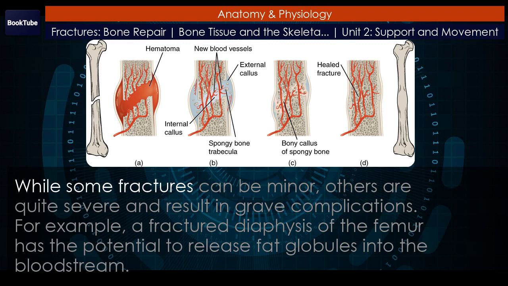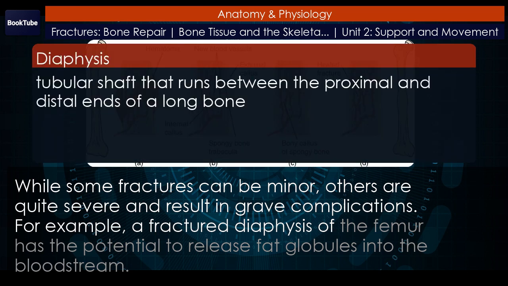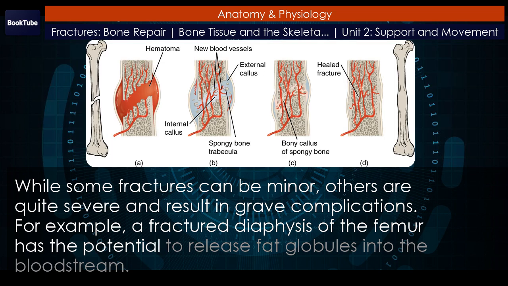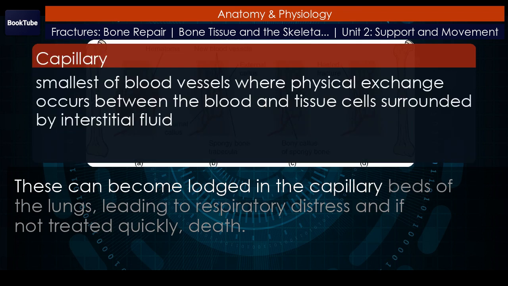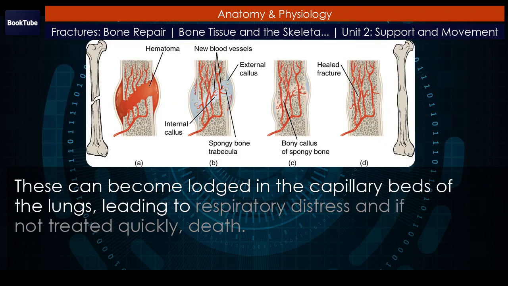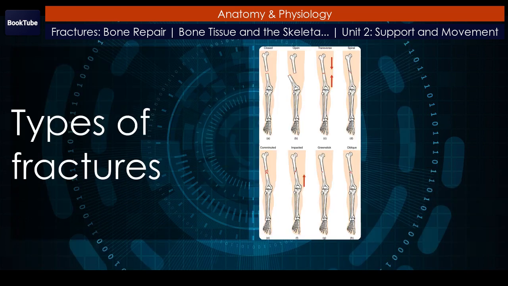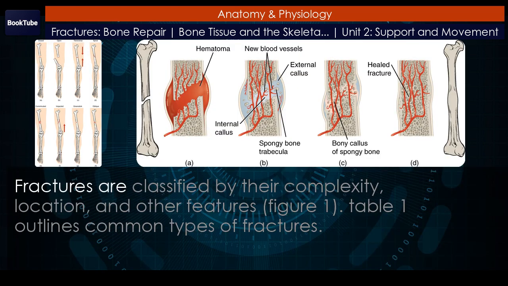While some fractures can be minor, others are quite severe and result in grave complications. For example, a fractured diaphysis of the femur has the potential to release fat globules into the bloodstream. These can become lodged in the capillary beds of the lungs, leading to respiratory distress and, if not treated quickly, death. Types of fractures. Fractures are classified by their complexity, location, and other features.